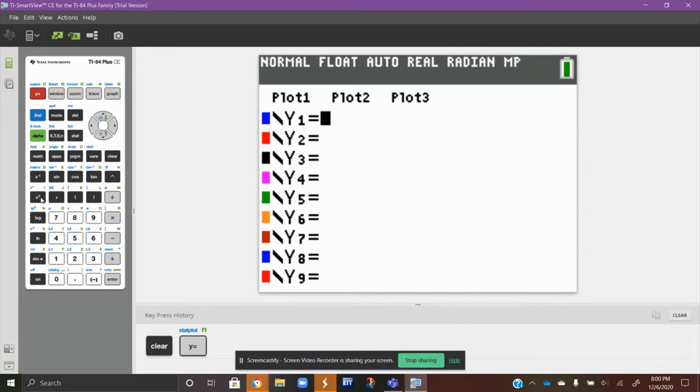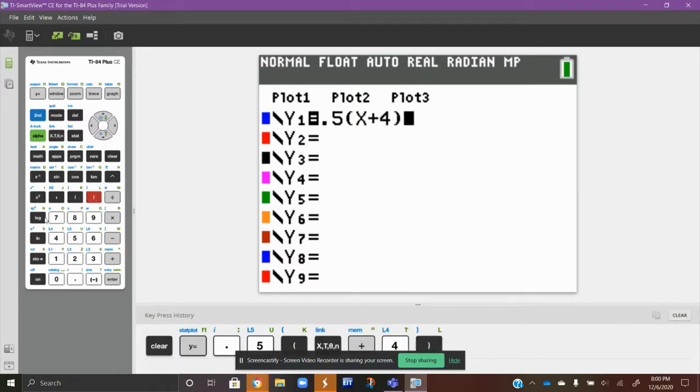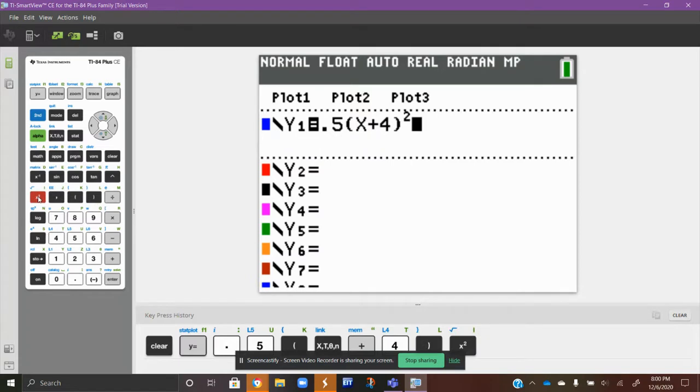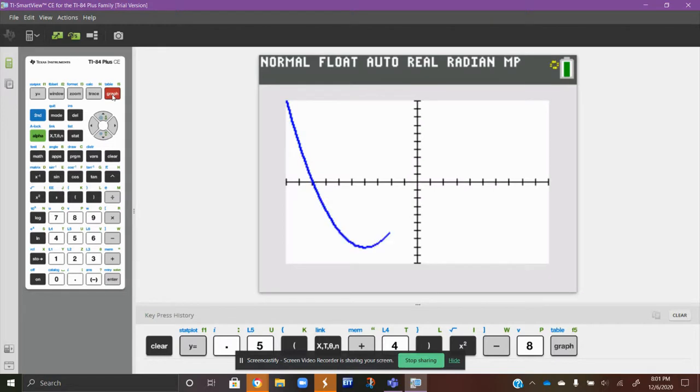So let's go ahead and type one that we did in class. Let's do 0.5 times x plus 4 squared minus 8. And then I'm going to hit graph. All right, so here's your window. And remember that we're looking for 3 key features: the vertex, your x-intercepts, and your y-intercept.